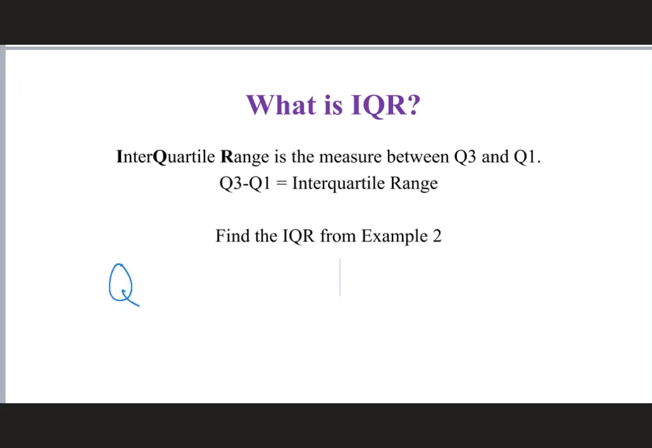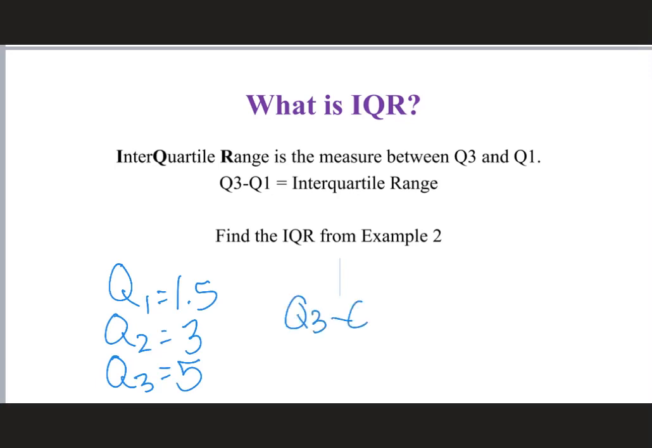So quartile 1, quartile 2, quartile 3. Quartile 2 was 3, quartile 1 was 1.5, and quartile 3 was 5. Okay, so if I ask you for the IQR, instead of asking for the range, which is the data, I want the IQR from the data. So you're going to take Q3 minus Q1, which is 5 minus 1.5, which is 3.5. So 3.5 is your IQR.